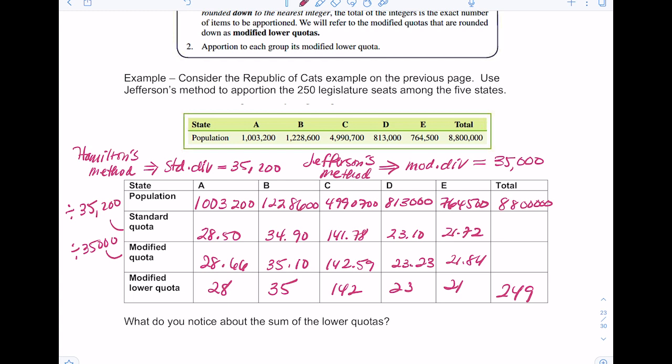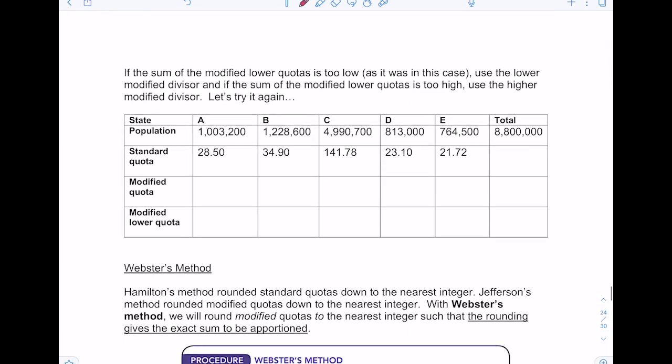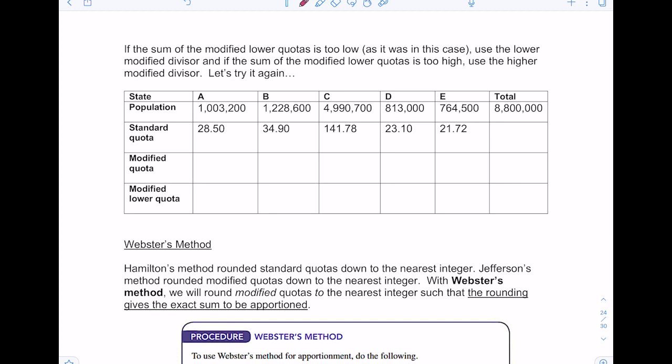So we should be getting 250, right? So it's less than the number of available seats. So now what do we do? So if the sum of the modified lower quotas is too low, as it was in this case, we want to use the lower modified divisor. And if the sum of the modified lower quotas is too high, which it was not in this case, you would use the higher modified divisor. So we're going to try this again.